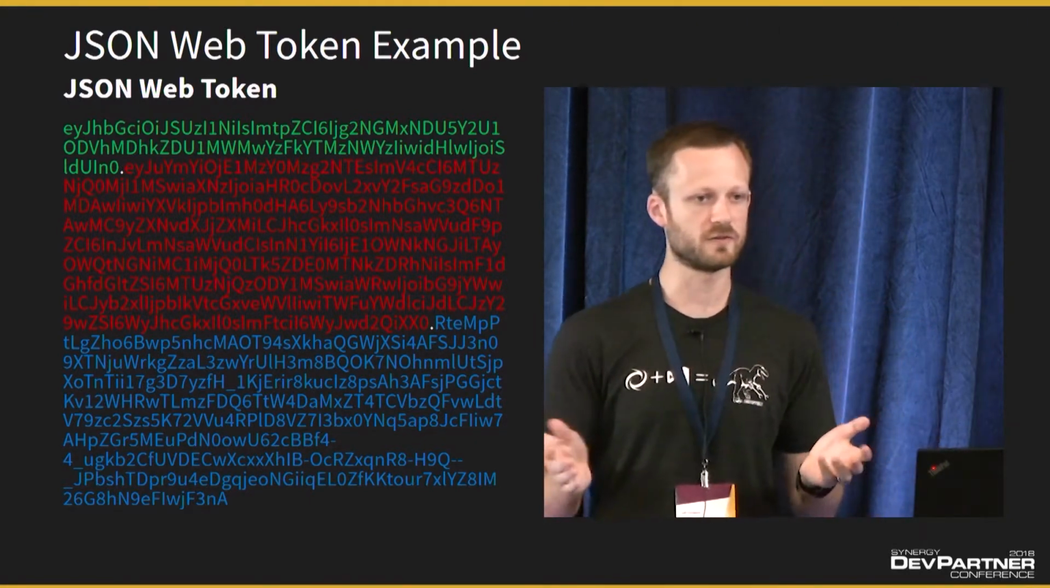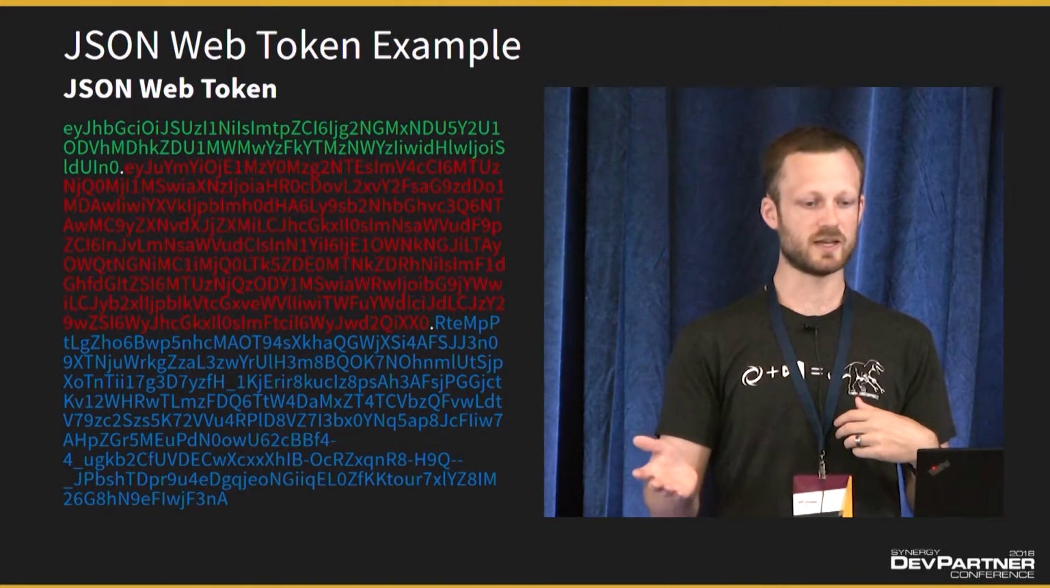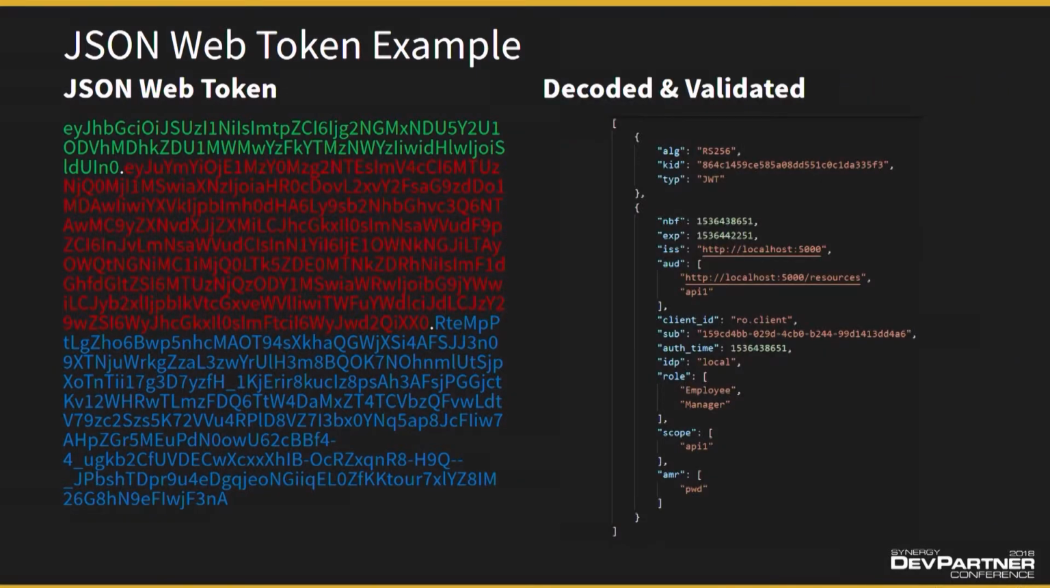And it hasn't been falsified. No one has changed it. No one's changed the JWT to claim things that they weren't allowed to have to begin with. So that blob of red gets decoded into the JSON that's on the right.